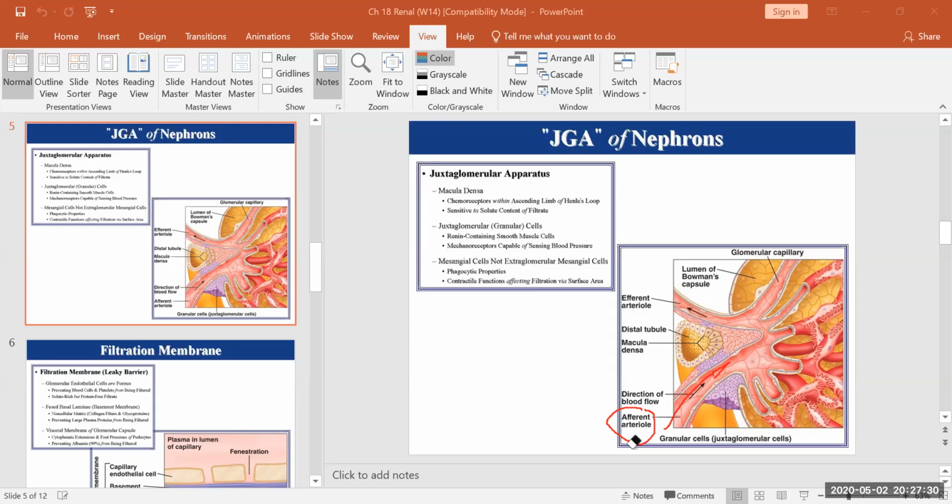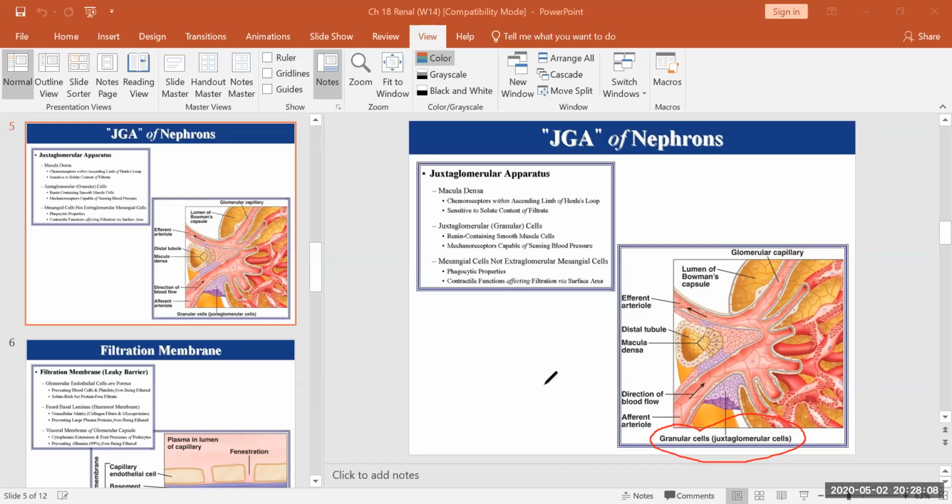Another one is in the wall of the afferent arteriole itself. They are called granular cells. These are detecting blood pressure. These are sensitive to the stretch in the wall of these afferent arterioles. So they are called mechanoreceptors. They are sensitive to the pressure in the blood that comes into each glomerulus.